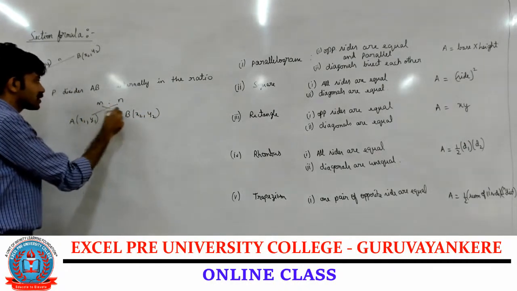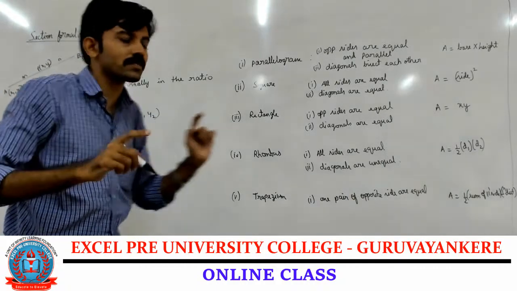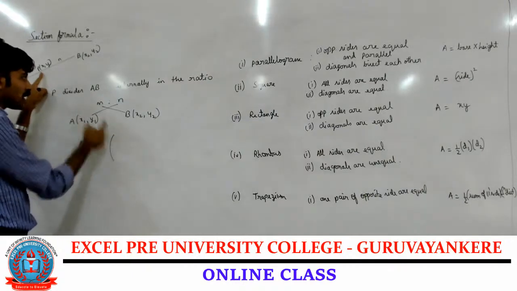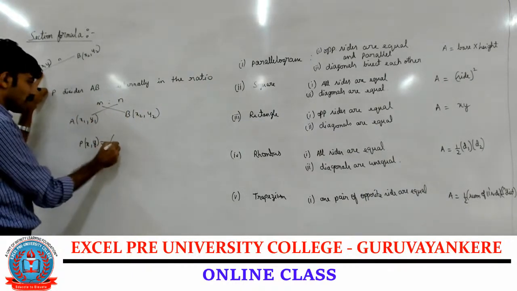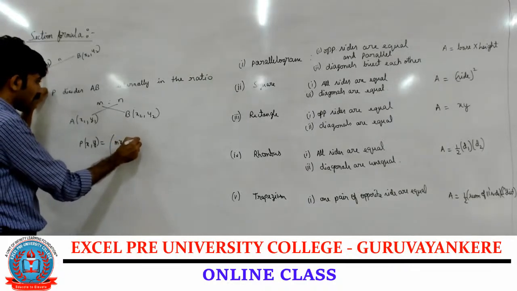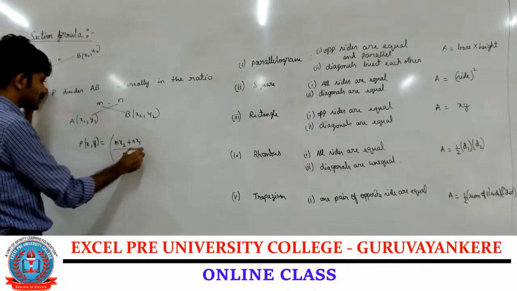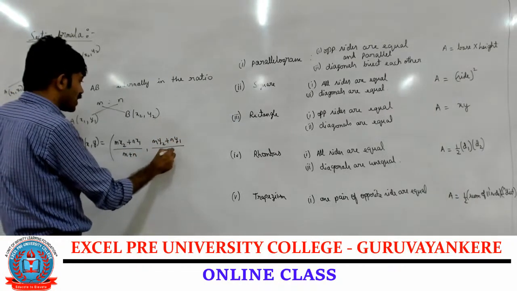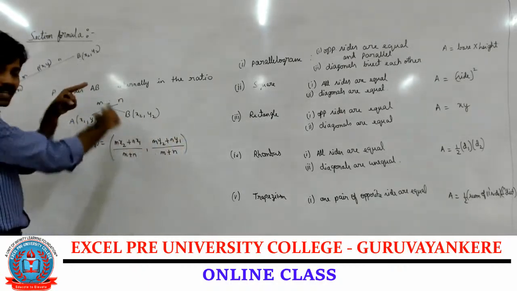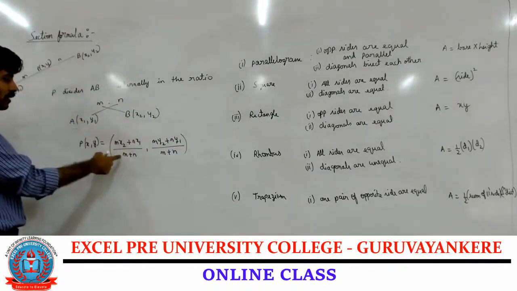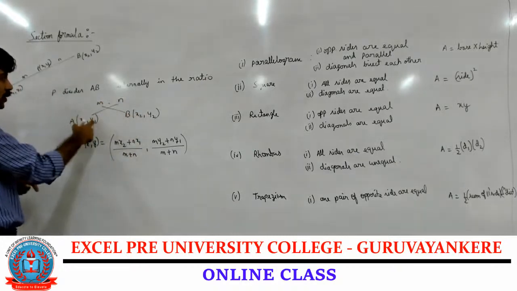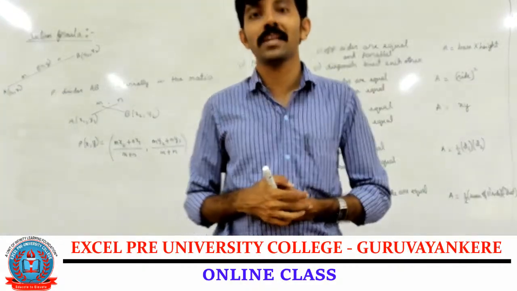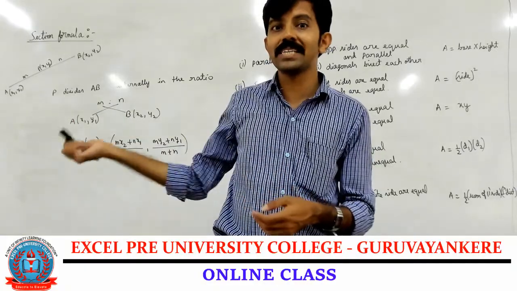Cross multiply, crisscross. To get the coordinates of the point P (x, y): x is m into x2 plus n into x1 divided by m plus n, and y is m into y2 plus n into y1 divided by m plus n. This gives the coordinates of P for internal division.